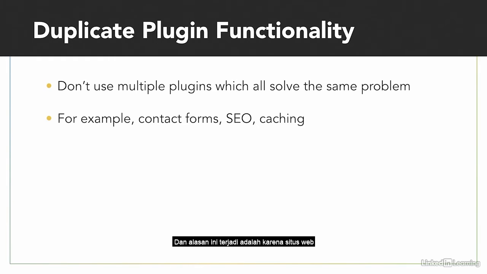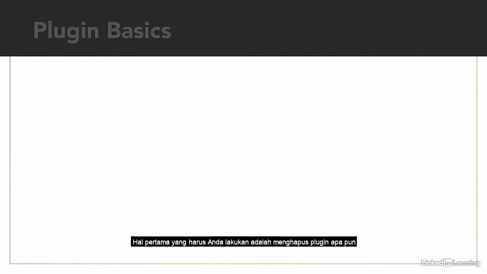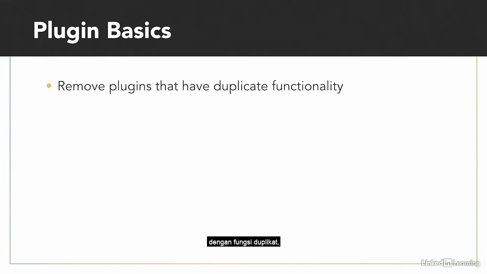And the reason this happens is because websites are always changing. They're always being edited, updated, and improved. So even if you launch a website with one contact form plugin, eventually someone might add a second one to handle an edge case, or they just weren't aware that there was a plugin that could handle that functionality that was already installed. The first thing you should do is remove any plugins with duplicate functionality. In addition to making it easier to manage all of your forms, it also reduces the number of files that a user has to download.